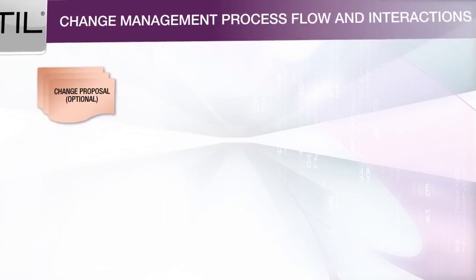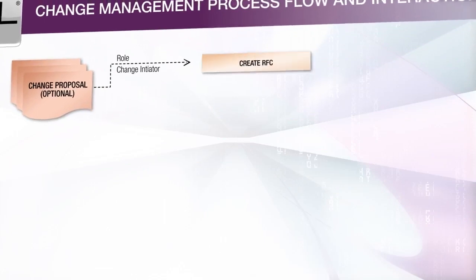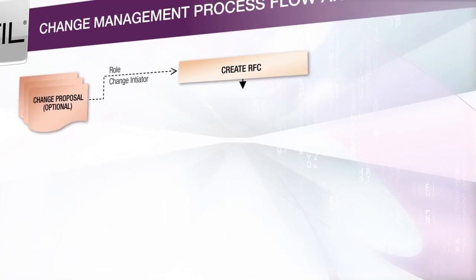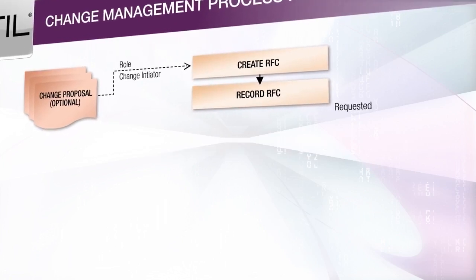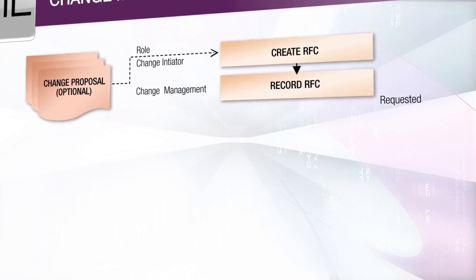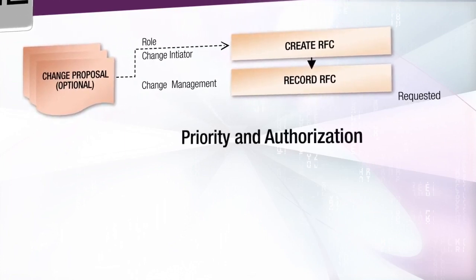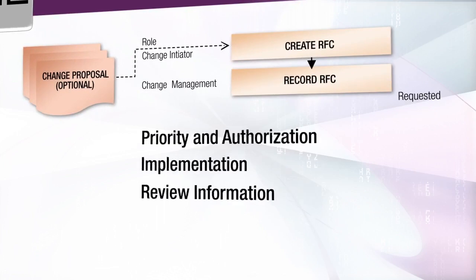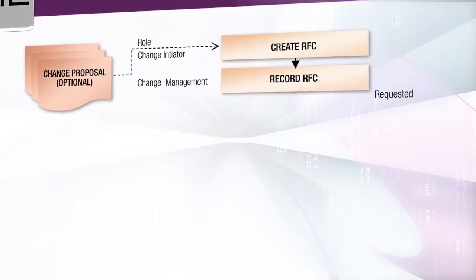The change is raised by a request from the initiator, the individual or organisational group that requires the change. The level of detail recorded and requested depends on the size and impact of the change. The change record holds the full history of the change, incorporating information from the RFC and subsequently recording agreed parameters such as priority and authorization, implementation and review information. All RFCs received should be logged and allocated an identification number.